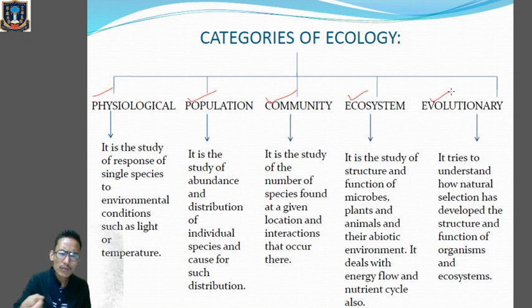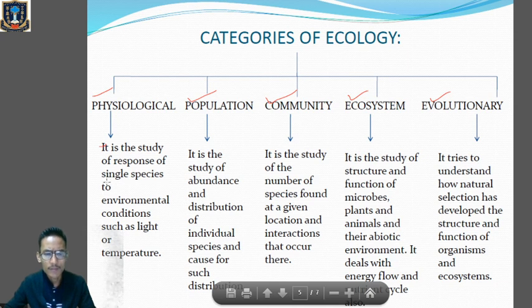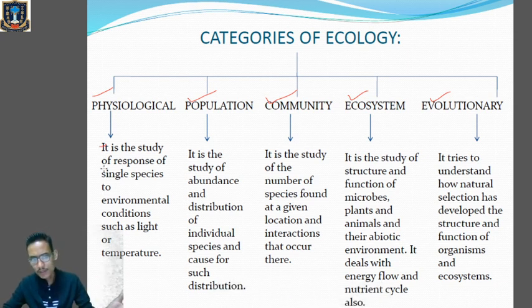So what do you mean by physiological ecology? So you can see the definition over here. It is the study of response of a single species to environmental conditions such as light or temperature. So we have learned in biology what a species means. It is the lowest unit of classification, right? So physiological ecology means the study of response of a species.